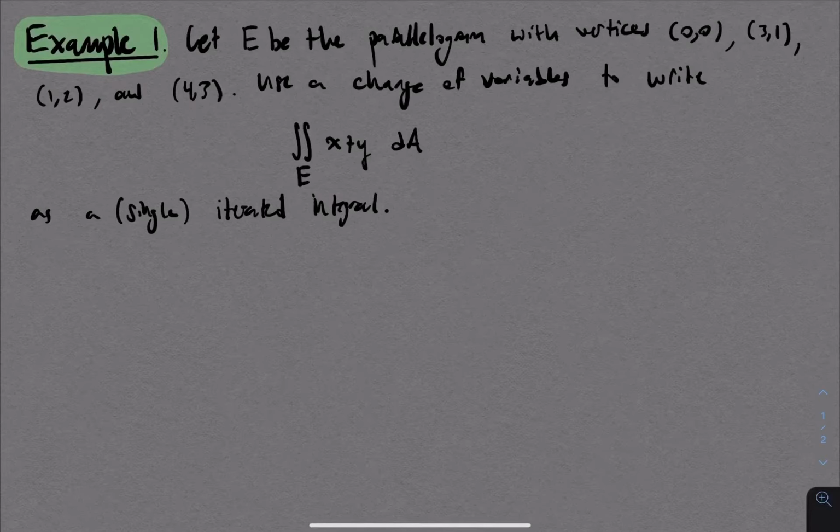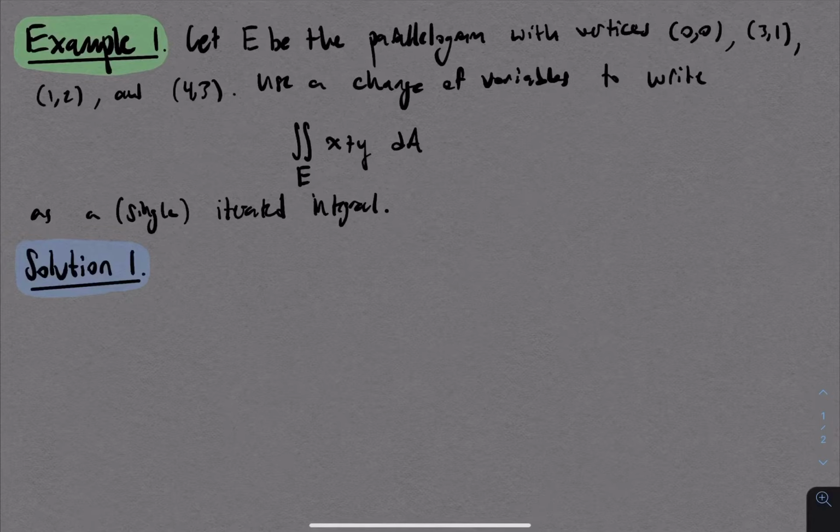In this first example, we're given a double integral over some region, and we need to make a change of variables to write it as an iterated integral. This region E that we're integrating over is a parallelogram, and I'm giving us the 4 vertices of the parallelogram. And I'm actually going to give you 2 different solutions to this problem, just so that you can see a couple different ways of generating an appropriate change of variables.